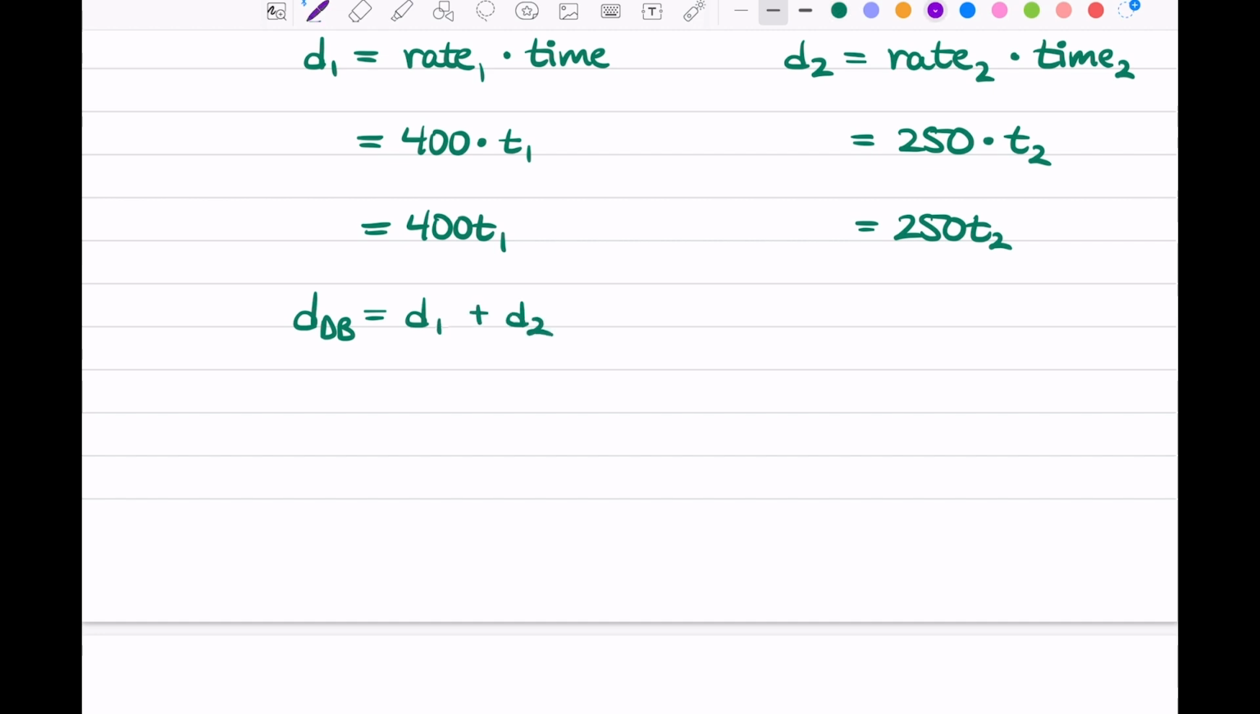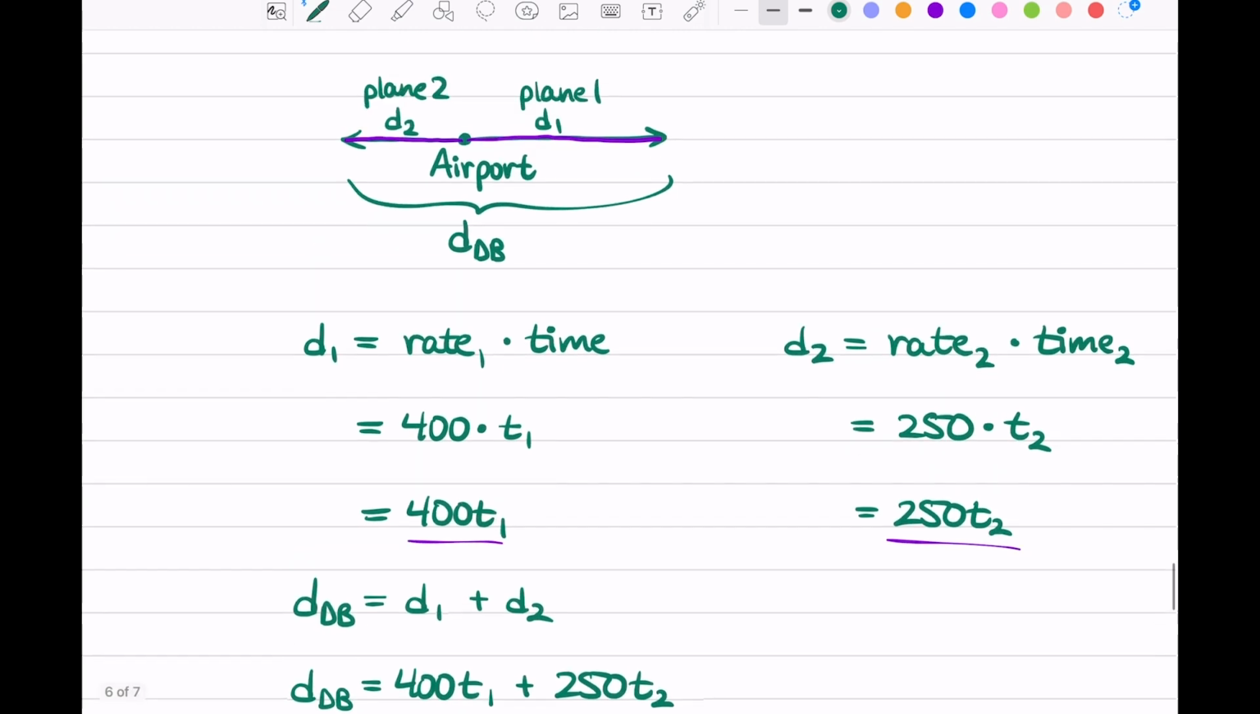And we already know what d1 is equal to and what d2 is equal to. So let's put that into our equation. So the distance between these two planes is going to be the distance of the first plane, which we found out is 400 times t sub 1. And t sub 1 is how long the first plane flies. Plus, we have our second plane's distance, which we found out is 250 times t sub 2, which is how long the second plane flies.